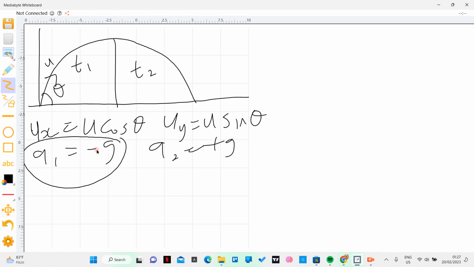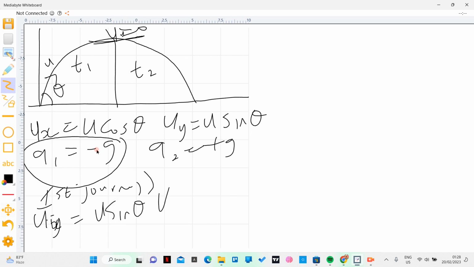But in this case, since we have the vertical component to be more complete, we use the vertical component. Don't forget that I told you that the final vertical velocity at this maximum height is 0. So now for the first journey, we have our initial vertical velocity to be u sine theta. We have our final vertical velocity to be equal to 0. We have our acceleration to be minus g, that's for the first journey.